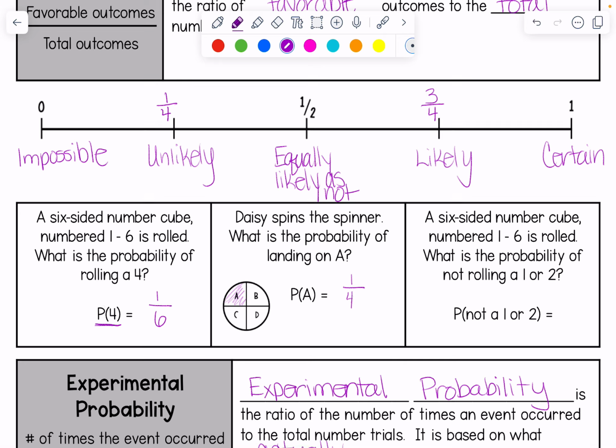A six-sided number cube numbered 1 through 6 is rolled. What's the probability of not rolling a 1 or a 2? That means I could roll a 3, 4, 5, or 6. And so there's 4 out of 6 outcomes that meet that criteria, and I can simplify this to get 2/3.